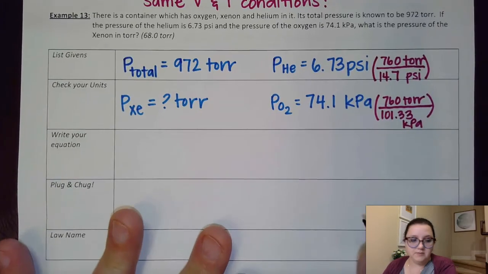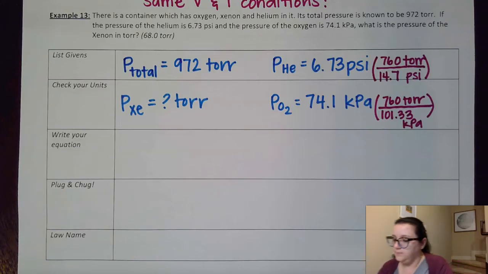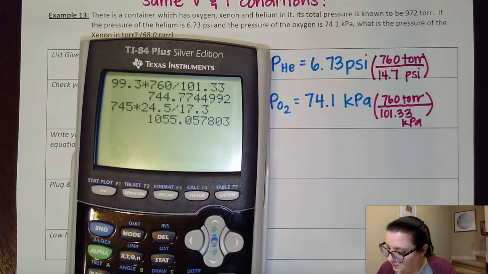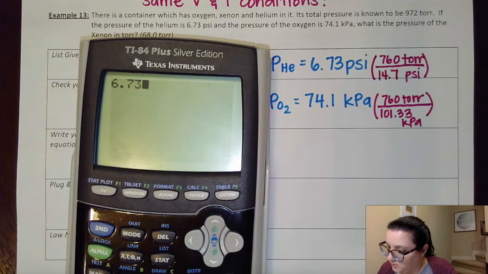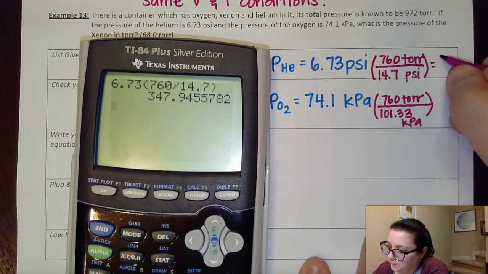And let's get ourselves some numbers for those using our calculator here. So 6.73, I'm going to open parentheses, 760 divided by 14.7. That gets right around 348 torr.